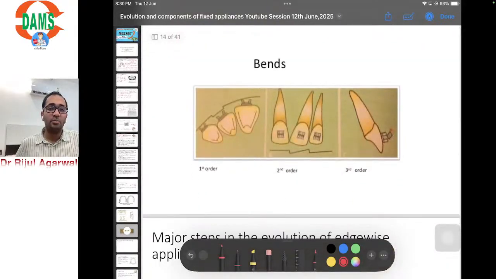So this is another image of first, second and third order bends. From non-programmed we evolved to the pre-programmed bracket. How? By varying the thickness, by cutting the slots at a certain inclination, or by torquing the face. Okay, so if the first, second and third order bends are clear, if anyone has any doubt, just write in the comment section, otherwise I'll move ahead.